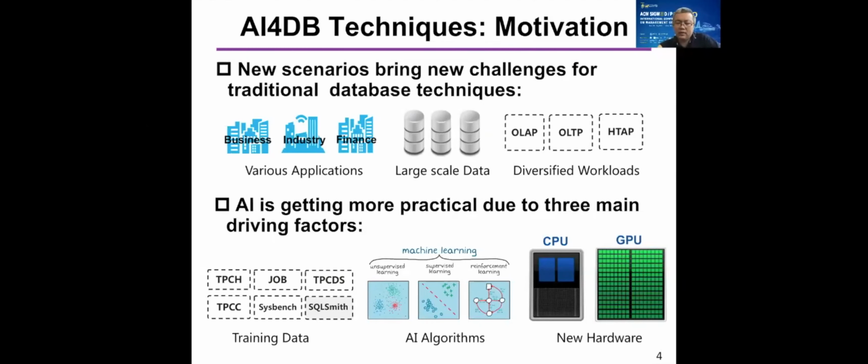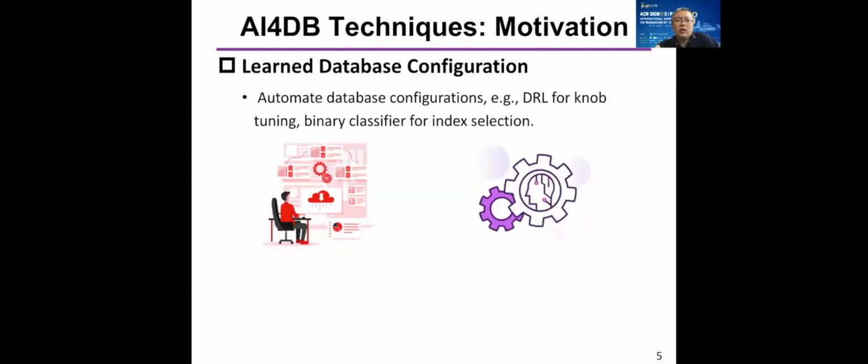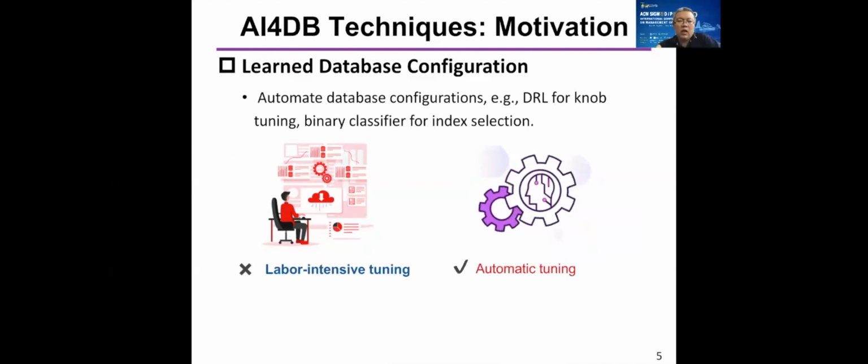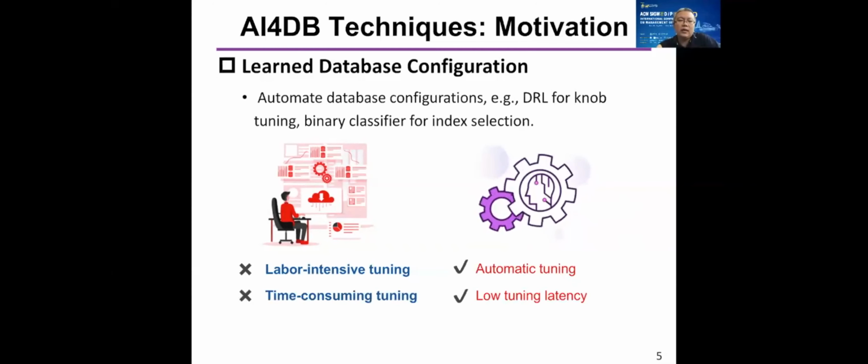So the first application is learned database configuration. You know that every database has a large number of knobs. For example, PostgreSQL and MySQL, and some databases have hundreds of knobs. And it's very important to tune knobs to achieve high performance. However, traditional methods are very labor-intensive, relying on database administrators to tune the database. So it's very promising to apply automatic tuning methods.